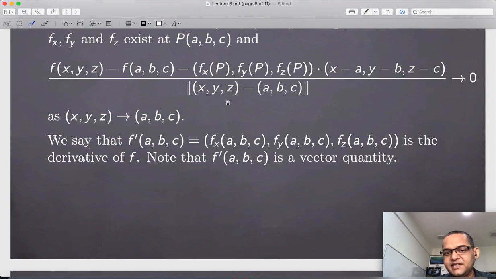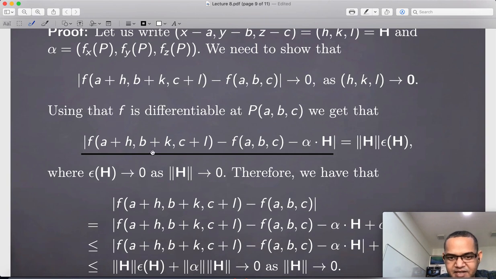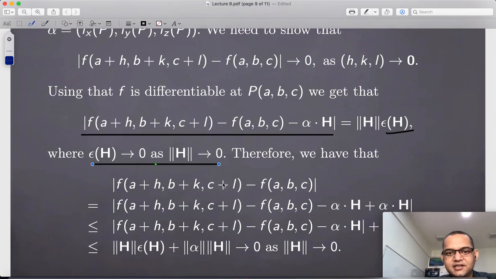What is the denominator here? It is just the modulus of the vector h, isn't it? So basically what we can write is that this quantity is this much times something extra which goes to 0, because I know that the numerator has to go to 0 faster than the modulus of h. So there is going to be an extra quantity which goes to 0. Here epsilon of h is just a function of h which goes to 0 as the modulus of h goes to 0.